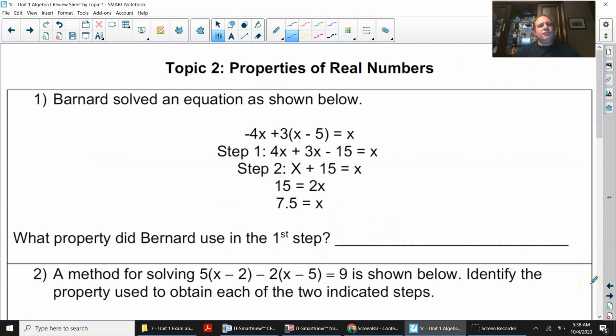So for topic number 2, we're going to talk about the properties of real numbers. We're going to get right into it. What property did Bernard use in that first step? So let's just take a look at what the first step is right here. Taking a look at that first step, you have 3 times x, which is 3x. 3 times negative 5 is negative 15. That's what Bernard did. So we're talking about the distributive property over subtraction.